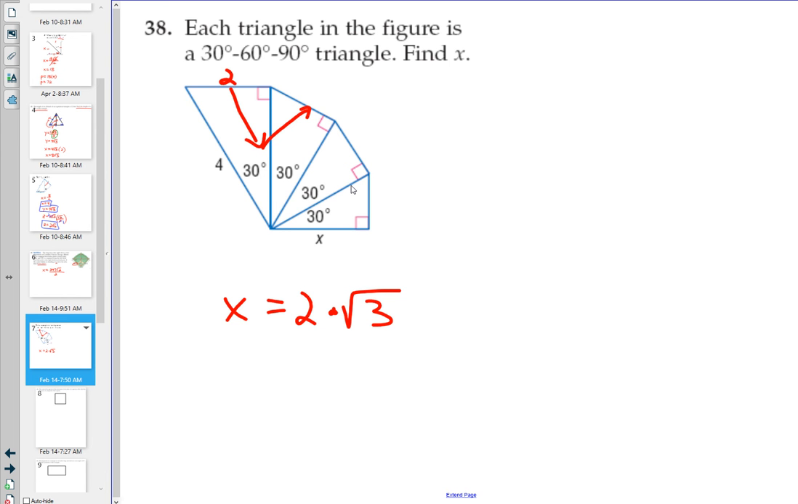Actually, no, I'm sorry. I take that back. I said it wrong. This is the long leg, but it's the hypotenuse of the next triangle. So how do we go from hypotenuse? This side right here is the long leg of the big one, but it's the hypotenuse of the next one. So how do I go from hypotenuse to short leg again? Divide by 2. So I'm going to put this divided by 2 here.